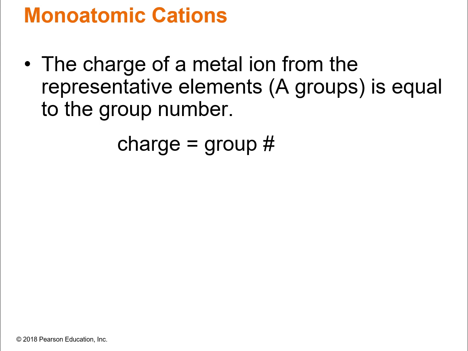When we're talking about figuring out the charge for a monoatomic cation, again, this should be review. The metal ions from the representative elements, meaning the ones that have the A after them, the group number is equal to the charge. So if you're a group 1A metal, then you have a +1 charge. If you're in group 2A, you've got a +2 charge. Again, this is only for metals because metals form cations.